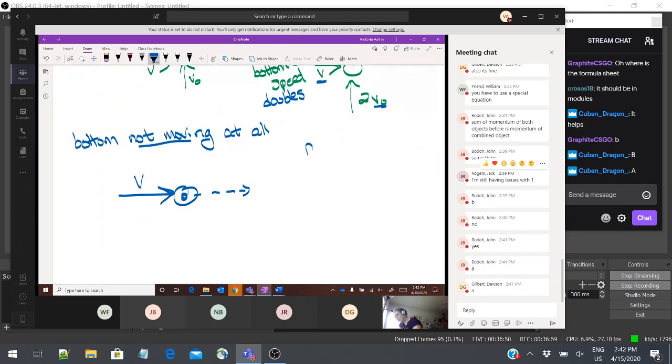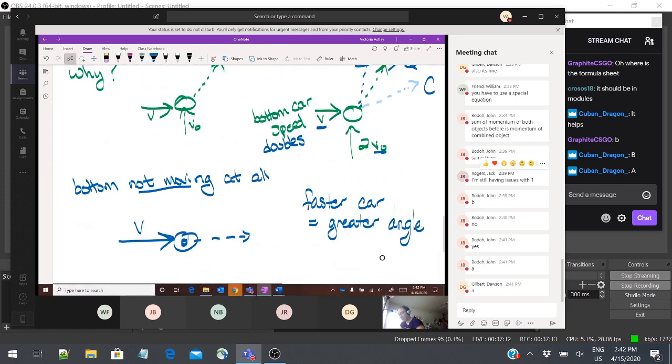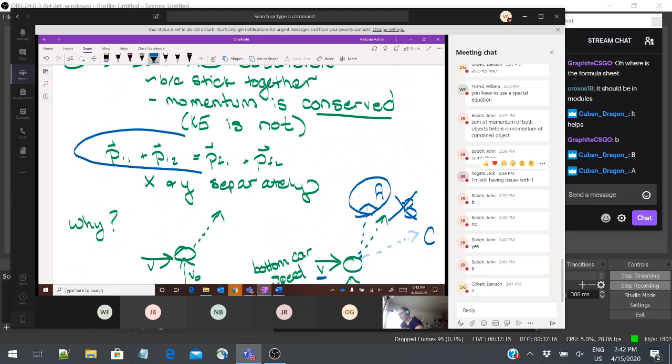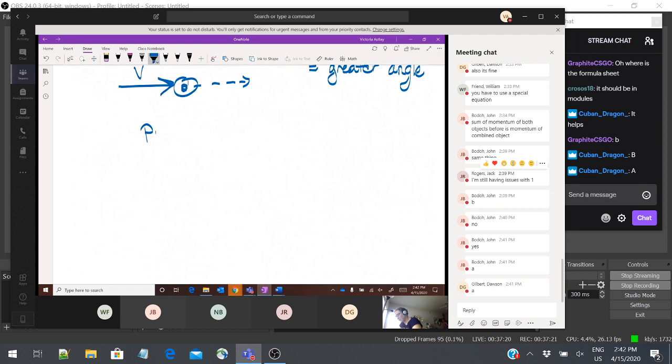So faster car means greater angle. Okay. So then you're like, okay, these are definitely connected. How are they connected? They're connected through our momentum conservation. So I know that my p initial x equals p final x, and this is just one object, p initial y equals p final y.